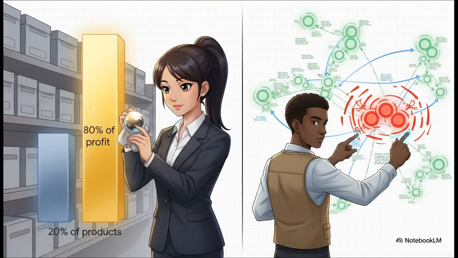This means you stop treating everything equally, because it's not. You start prioritizing ruthlessly. So you find the 20% of your products that are driving 80% of your profit, and you give them all your attention. Or you find the 20% of suppliers who are causing 80% of your headaches, and you fix those relationships first. It is the ultimate tool for putting your limited time and energy where it's going to matter the most.